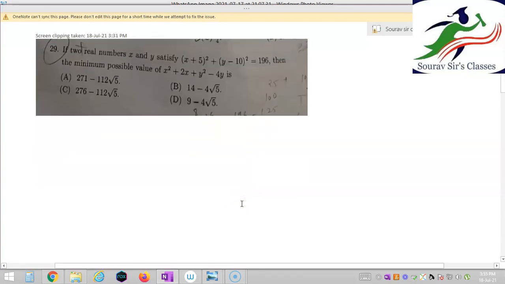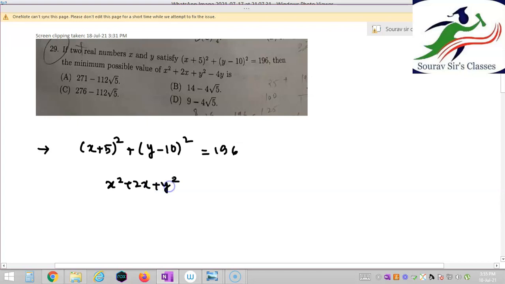Okay, let's solve question number 29, which says that the two real numbers x, y satisfy the condition (x plus 5) whole square plus (y minus 10) whole square is equal to 196. Then we have to find the minimum possible value of x square plus 2x plus y square minus 4y.